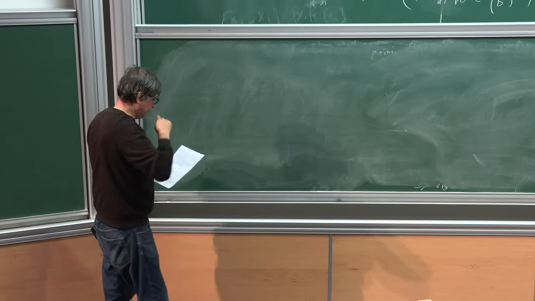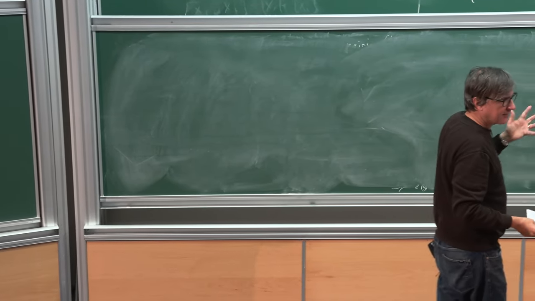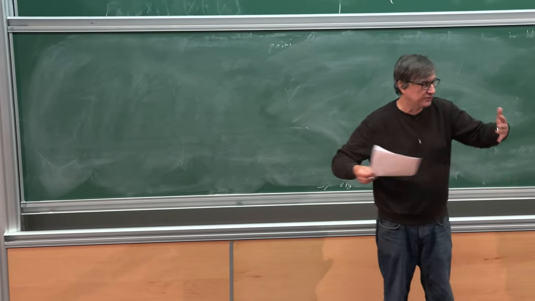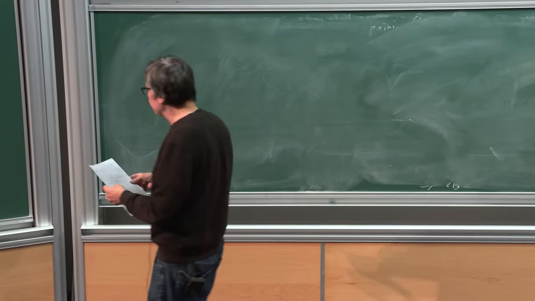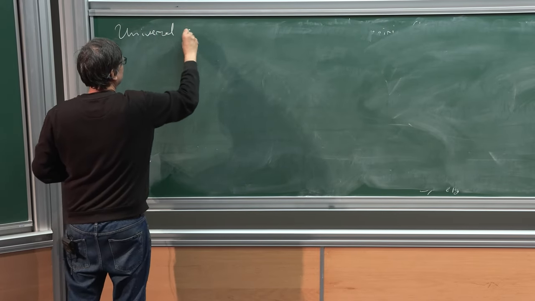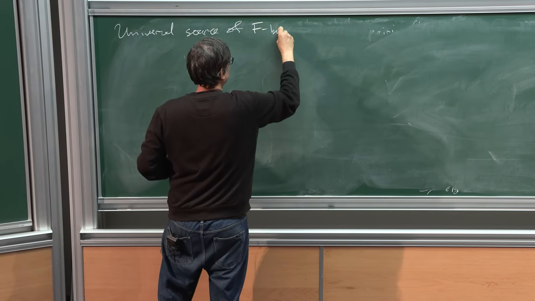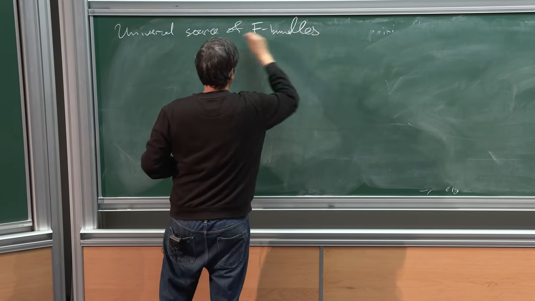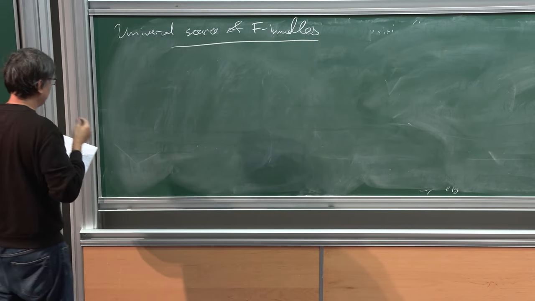Let me say the following. That's about these moduli of F bundles, where they come from. I just said Gromov-Witten invariants and so on, but there is a kind of universal source of F bundles and then moduli of F bundles. You start with a very general story.